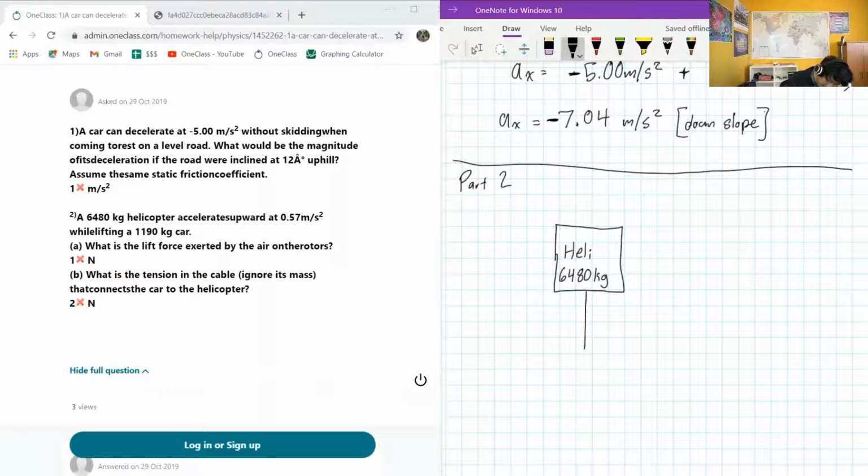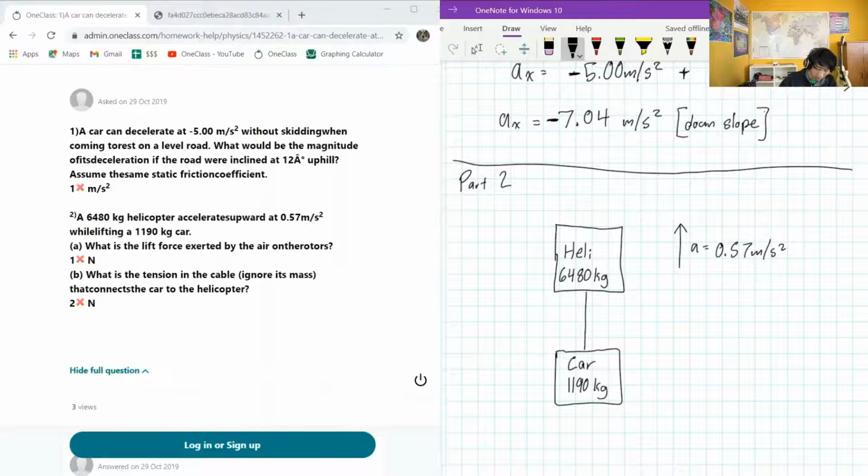And it is attached by rope to a car. And that car is going to be 1,190 kilograms. Cool. And we know that this whole system has an upwards acceleration of 0.57 meters per second squared. Okay, so that's the total acceleration.